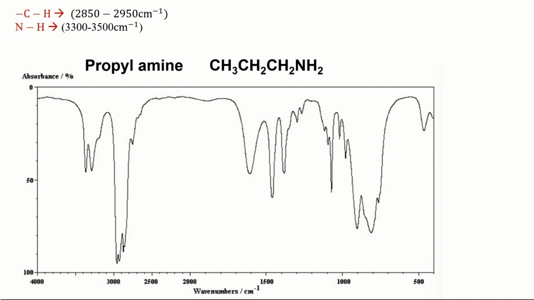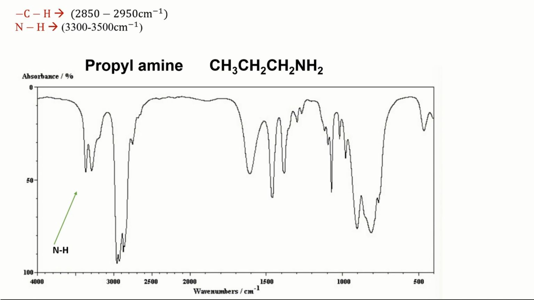Let's look at the nitrogen hydrogen first. We said that whichever atom has a sigma bond with hydrogen will always be above 3000. So we have 3300 to 3500 per centimeter. As we see in the graph, there are a few peaks above 3000. There are two kinds of medium peaks. They're not weak, they're not very strong, but kind of medium. So this can be the nitrogen hydrogen sigma bond over here.